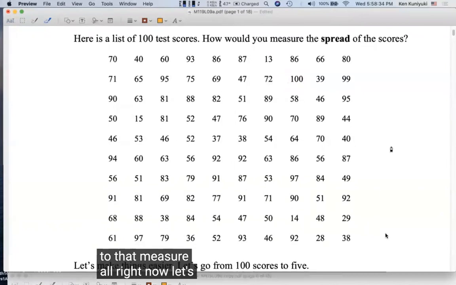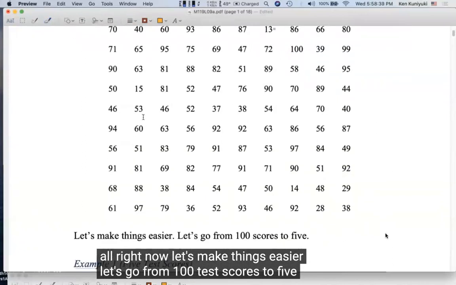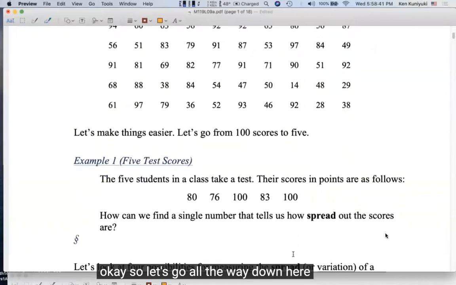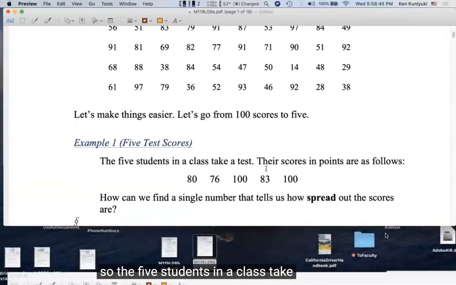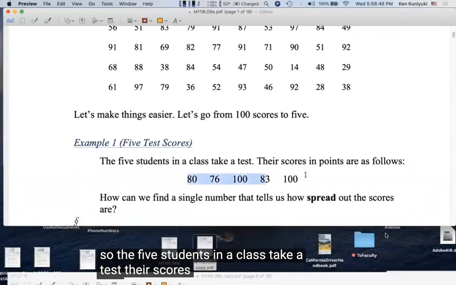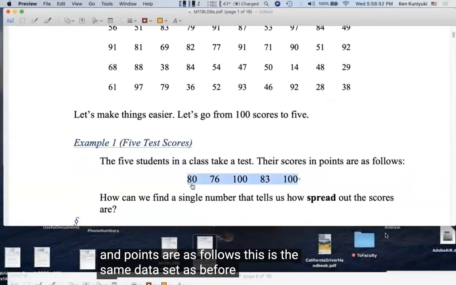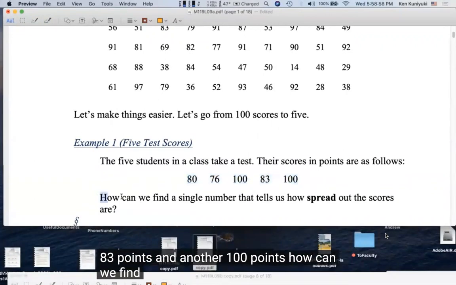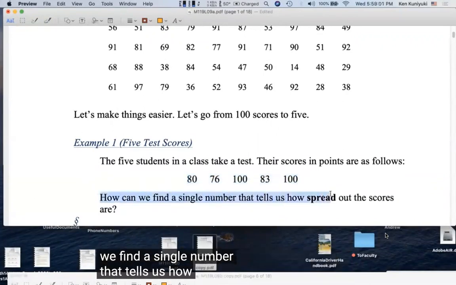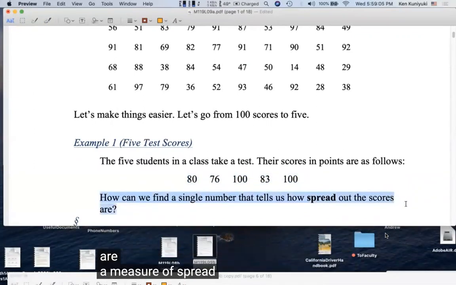All right, now let's make things easier. Let's go from 100 test scores to 5. So the 5 students in a class take a test. Their scores in points are as follows. This is the same data set as before: 80 points, 76 points, 100 points, 83 points, and another 100 points. How can we find a single number that tells us how spread out the scores are? A measure of spread or variation.